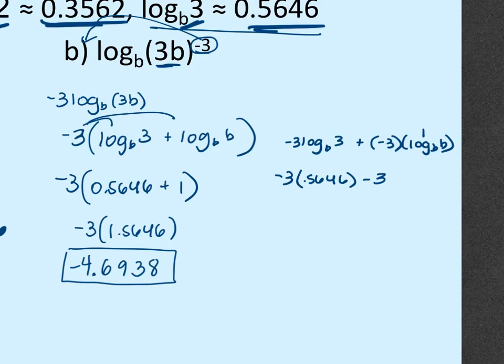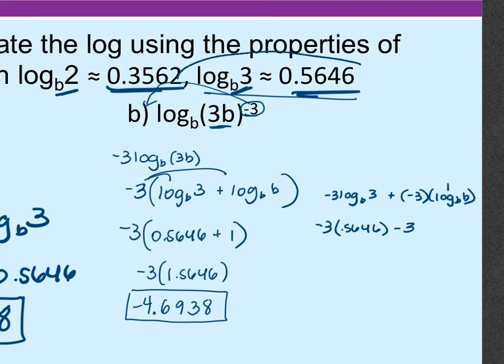Questions? Where'd you get the 0.5? In the directions, it told me log base b of 3 was 0.5646. There'd be no other way to get that, right? Because there's no such thing as log base b. Like, that's not a number. It would have to give you that number to substitute it in. Questions so far?